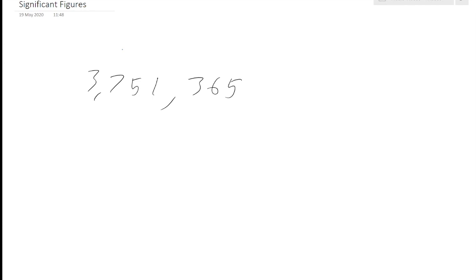So as you can see here, I've written out a number. We have 3,751,365. Now, that number is surprisingly accurate for such a large number. And what I mean by that is that we've got detail all the way down to the units column. So if you know from place value, we've got here the units column, which we actually have a digit in. We have a 5.